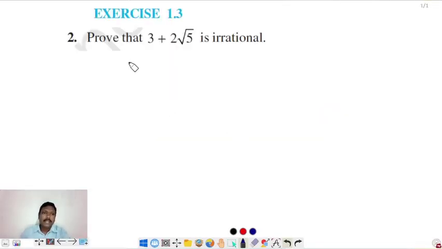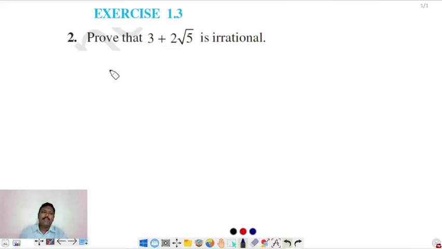Now, next one, exercise 1.3, question number 2. Prove that 3 plus 2 root 5 is irrational. Always in the board examination question paper, they will give that root 5 is irrational. But here we have only this one: prove that 3 plus 2 root 5 is irrational. How to prove this one?